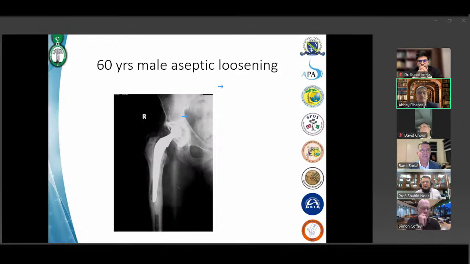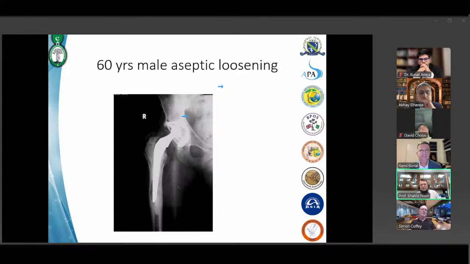Yeah, sure, sir. So it is not infected. You can see subsidence and there is loosening. The patient is symptomatic 10 years down the line. How would you proceed? Obviously the acetabulum might need revision as well, but what is your take on the femoral side revision, removal of cement, and fixation strategy?